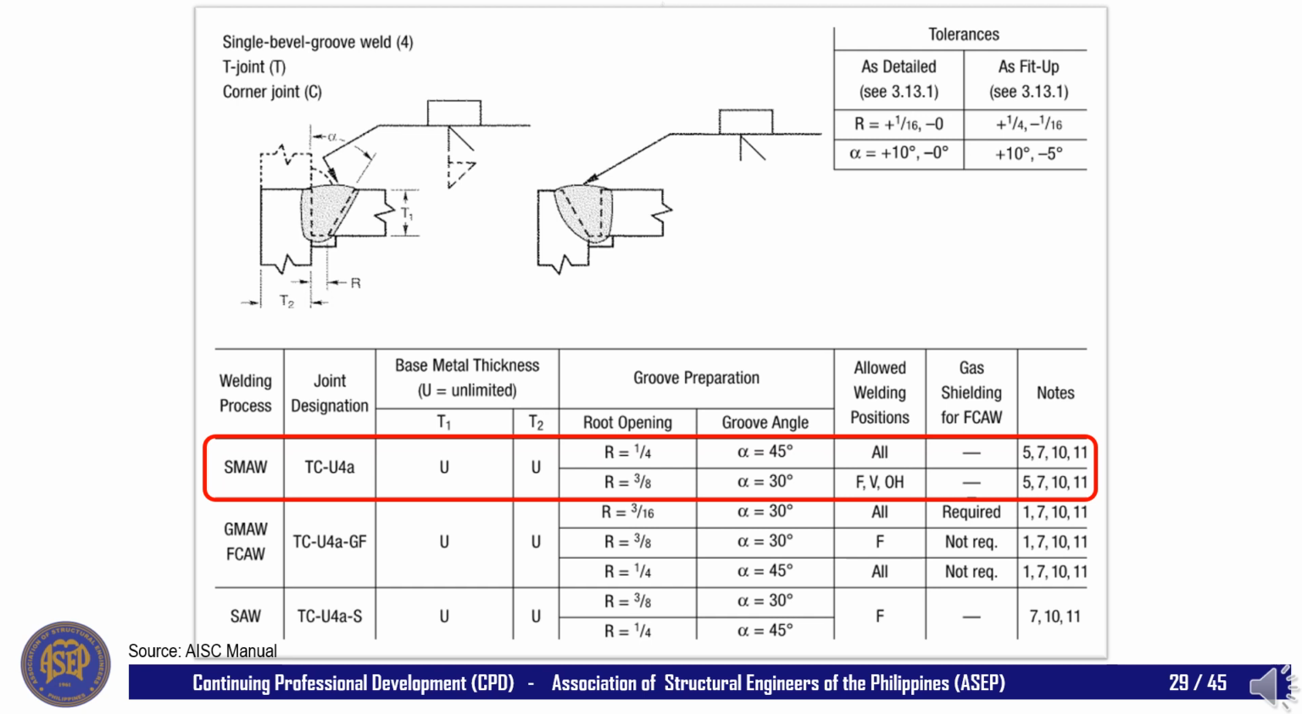Here is another CJP joint detail that is commonly used for directly welded flange of beam to column moment connection. As you can see in this image, the root opening for a CJP weld with a joint designation of TC-U4A using shielded metal arc welding is 1/4 inch and 3/8 inch for groove angles of 45 degrees and 30 degrees respectively. The base metal is unlimited and all the welding positions are allowed for the 45-degree groove angle. But for the 30-degree angle, the horizontal welding position is not allowed.